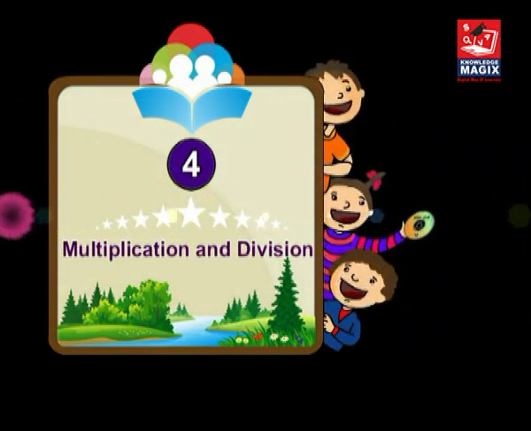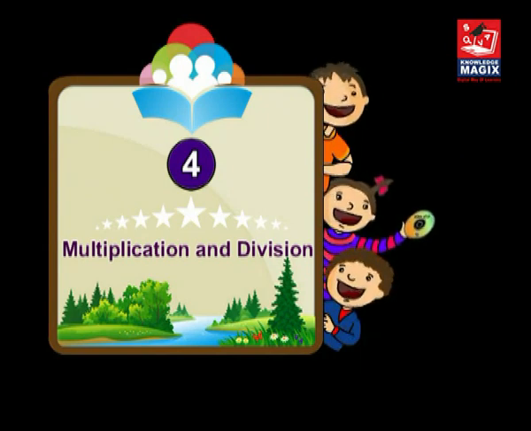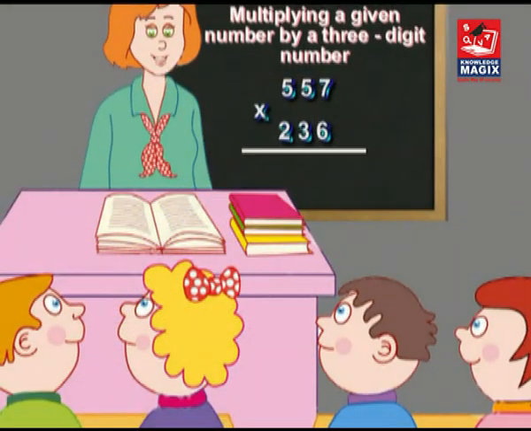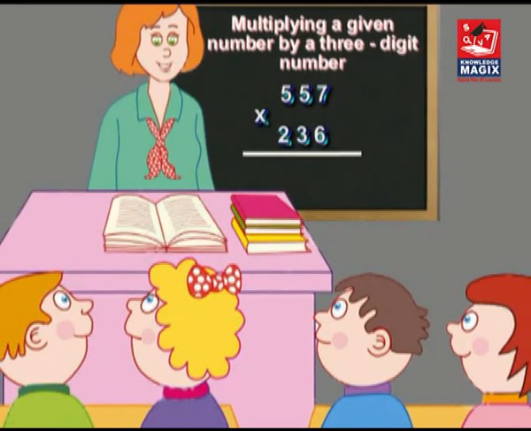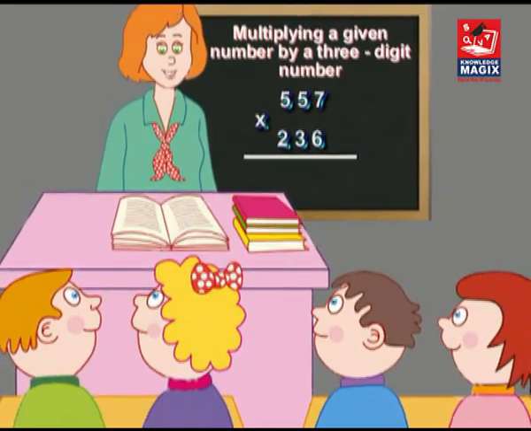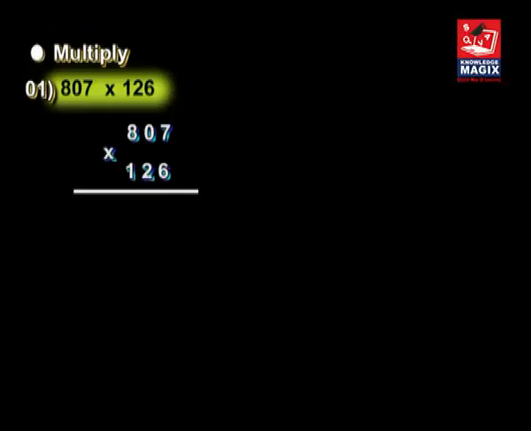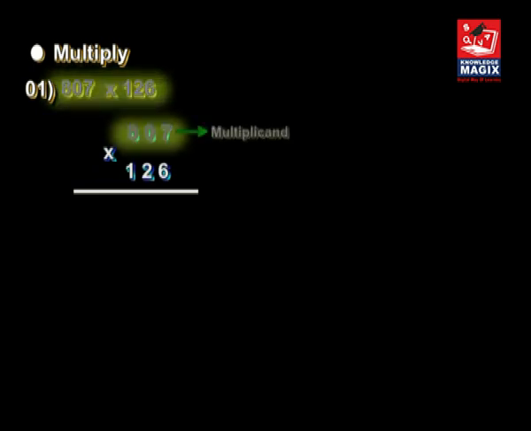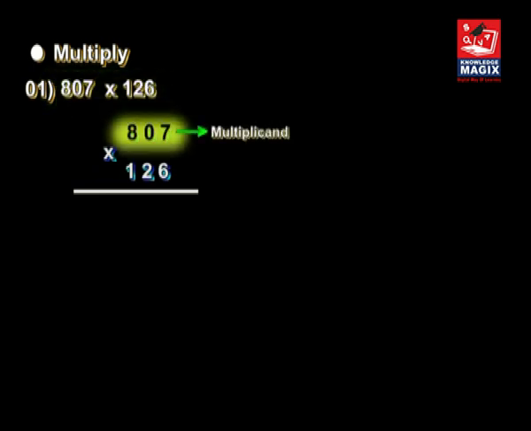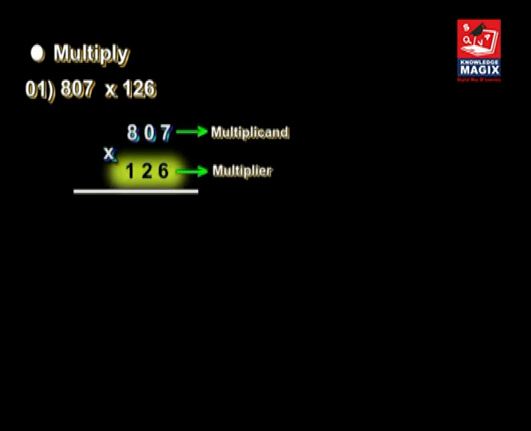Lesson 4. Multiplication and division. First, multiplication. Multiplying a given number by a 3-digit number. Multiply 807 into 126. Here 807 is the multiplicand and 126 is the multiplier.